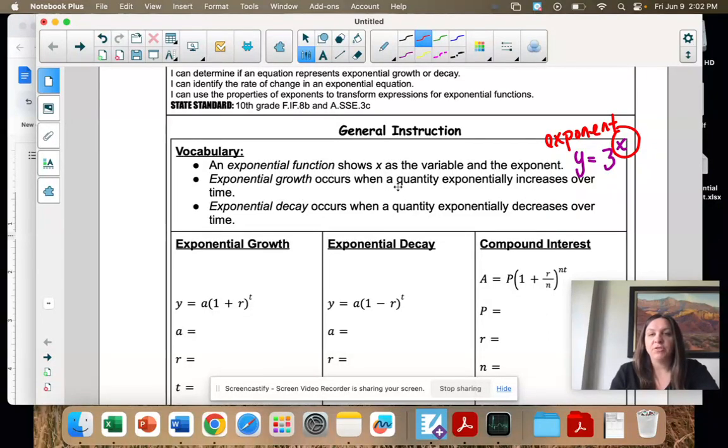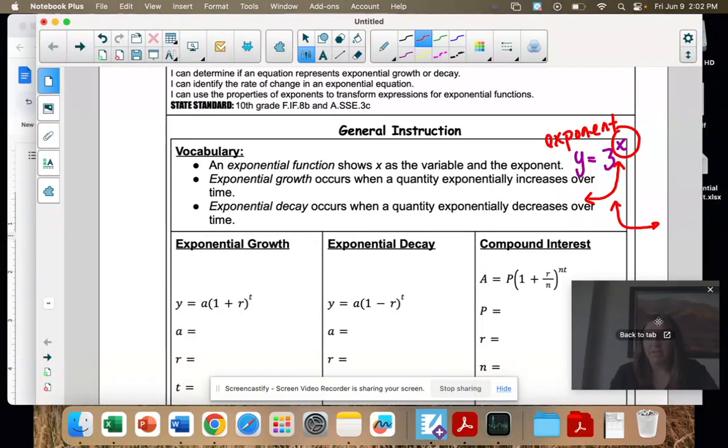So exponential growth is when something increases exponentially, so that it goes up really fast. And then exponential decay is when something decreases. So that's like the half-life in science, which is when you usually see that. But it goes down, down, down, and then it kind of flattens out.